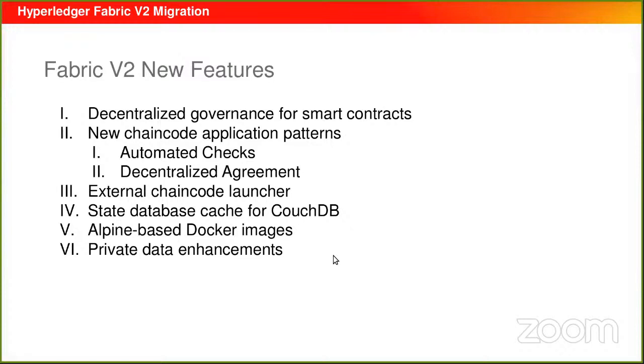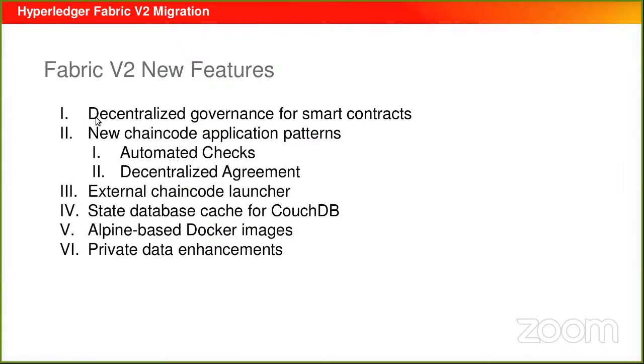Just jumping into the Fabric version 2 new features, right? And again, I just want to scratch the surface because a couple of these topics are a little bit more advanced. So on Fabric version 2, we have decentralized governance of the smart contracts, new chaincode application patterns, automated checks and decentralized agreement, an external chaincode launcher, a state database cache for CouchDB, and some new features like Docker images, such as Alpine base, which are supported, and private data enhancement.